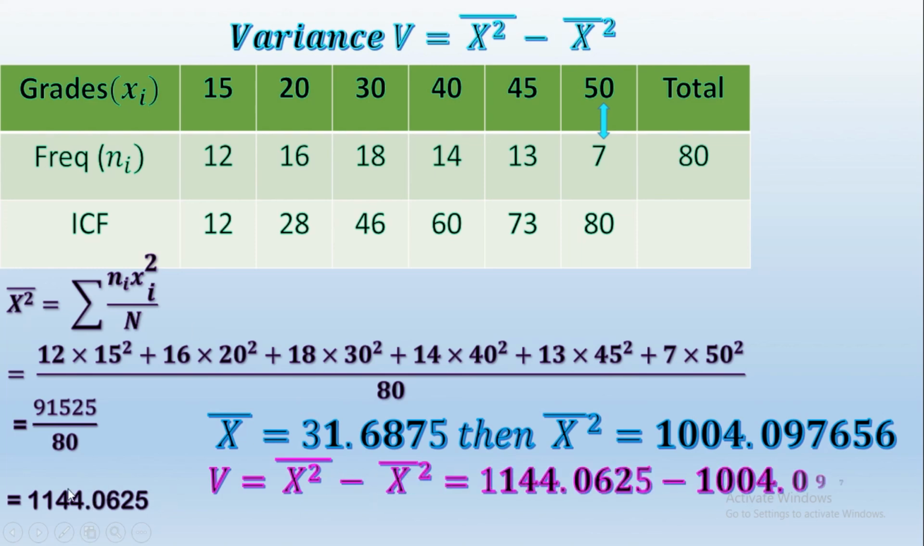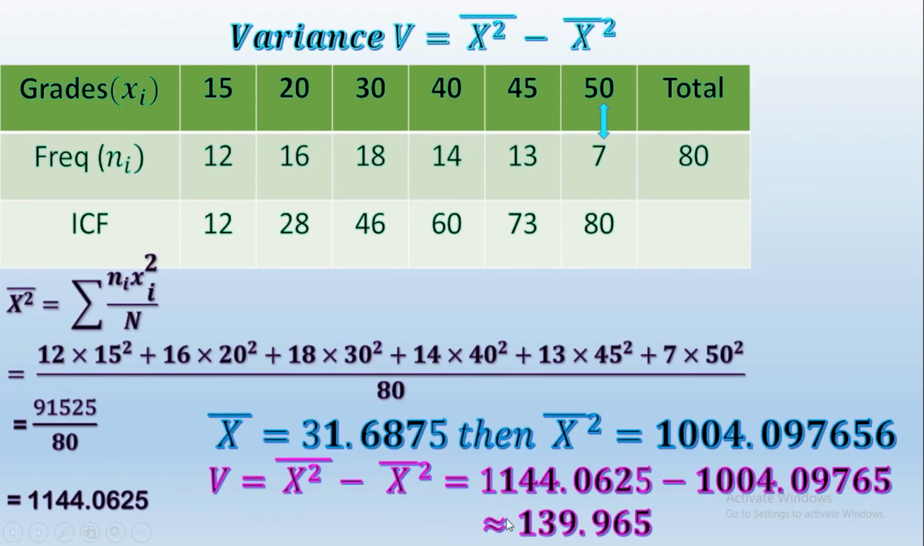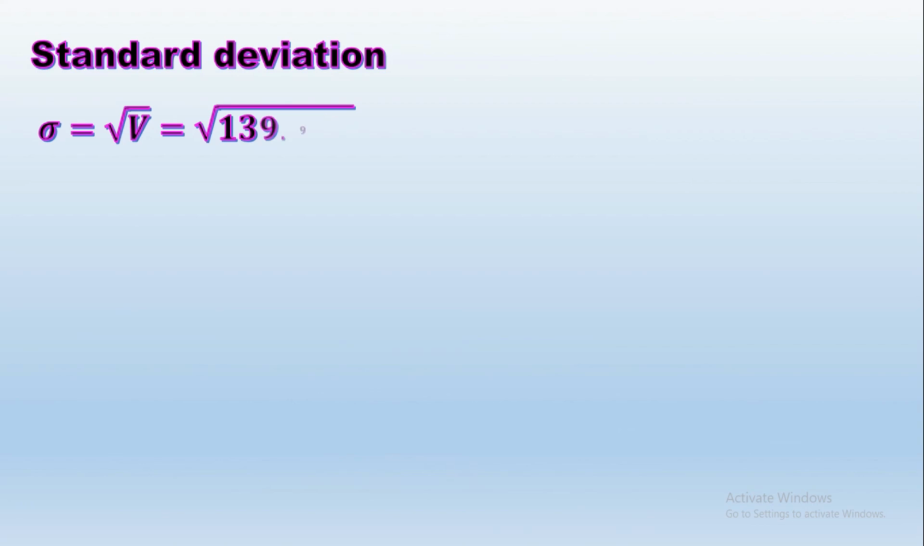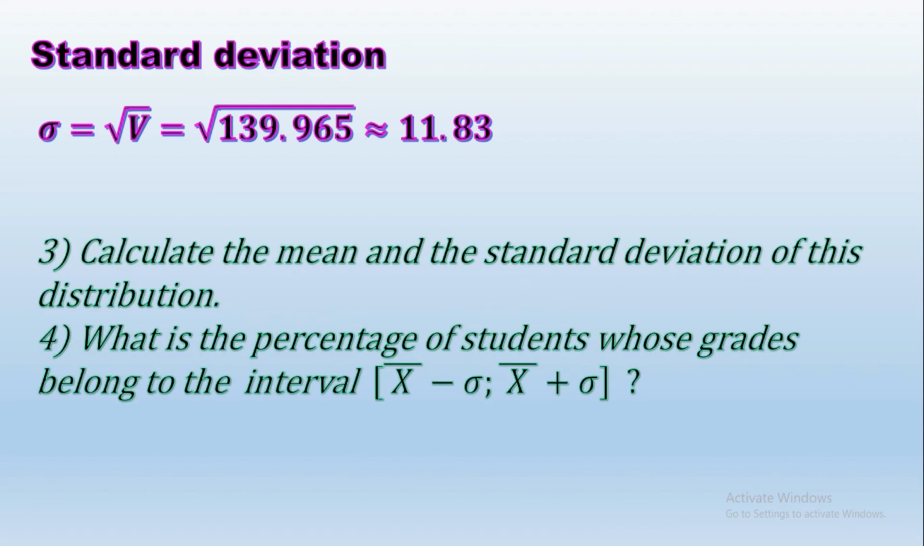Then it's 1144.0625 minus 1004.09765. Here we have found the variance, which is approximately 139.965. Now what about the standard deviation? Isn't it the radical of the variance? So we say that sigma is equal to the radical of v, then it's the radical of 139.965, which is approximately 11.83.